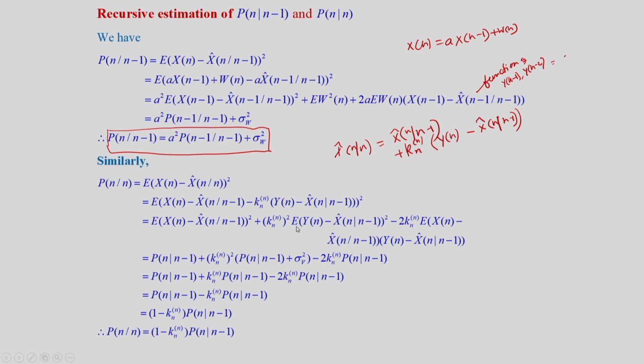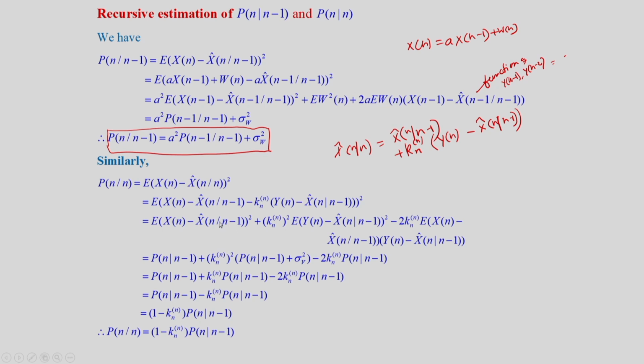So, this is the square term plus k n whole square into E of (y n minus x hat n given n minus 1) whole square. So, this part minus, now twice a b term will come. So, minus twice k n into E of (x n minus x hat n given n minus 1) into this part (y n minus x hat n given n minus 1).